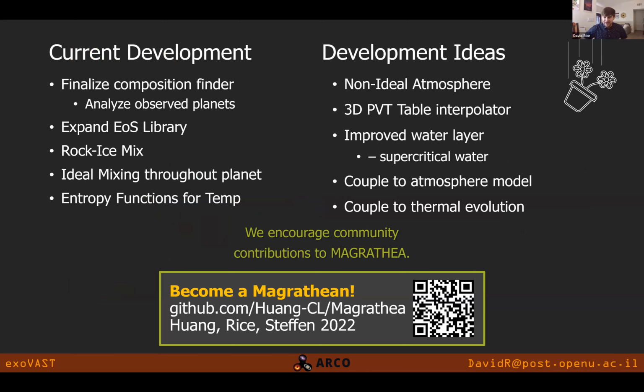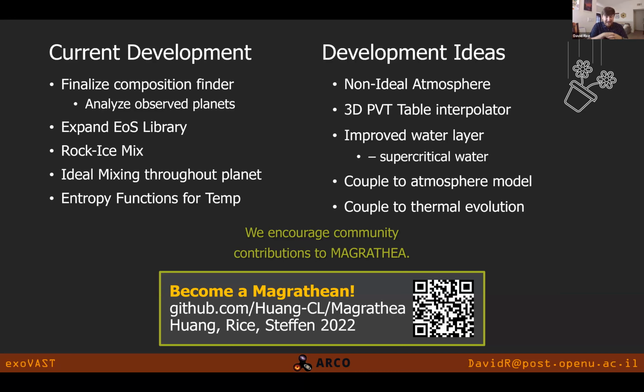I'm completely available for collaboration and communication. I can provide some tutorials and some more help. Currently in development with a couple different groups that are using MAGRATHEA, we're finalizing that composition finder and analyzing observed planets. We have a couple of groups analyzing observed planets with the code, expanding that equation of state library, putting in mixtures. So we have a rock ice mix in Alona Fazan's group. And my current project is working on ideal mixing all throughout the planet. Also putting in an entropy function for temperature. So not only isentropic, but you can put in an external entropy function to solve the temperature throughout the planet.